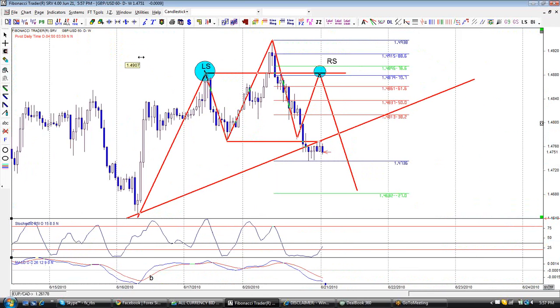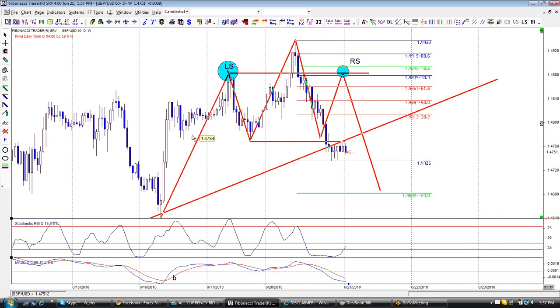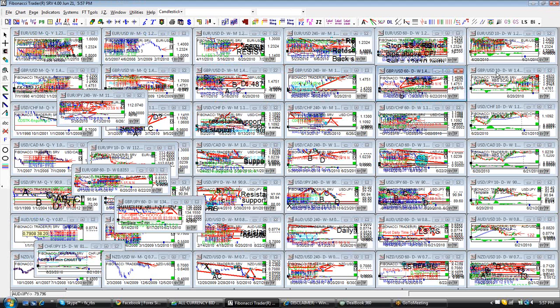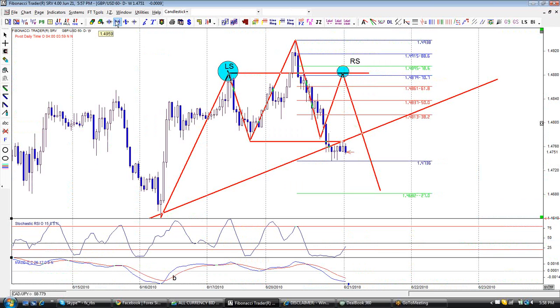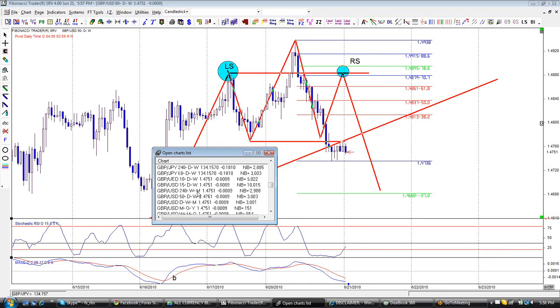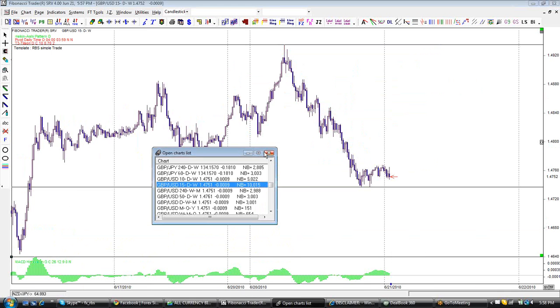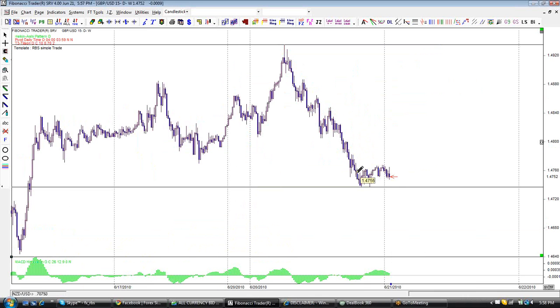Absolutely the same setup. Price is giving us a bearish head and shoulders. We will be looking for an entry somewhere near 148.80. Now note that price is forming, and if you look at it on the 15-minute chart, let me see if I have a 15-minute chart here. Price is forming a bearish flag also.